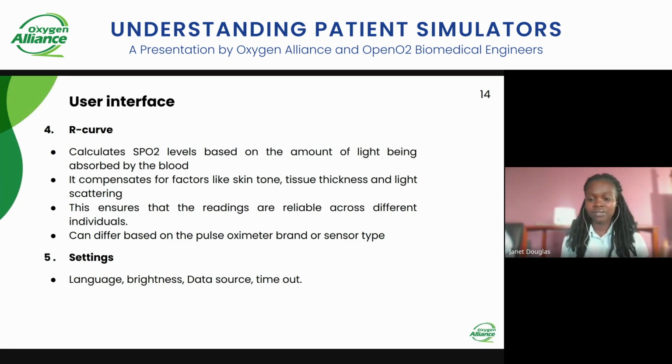However, these error curves are preset. Every monitoring device, when you talk of SpO2, will come with its own error curve. The simulators also come with an error curve, so that you should be able to match. But in cases where you don't match the error curve from your simulator and your monitoring device, which is a pulse oximeter, you should still get the same results. It's not supposed to give you different results. The error curves can differ based on the pulse oximeter brand or the sensor type that you're using, but in all these cases, you're still supposed to get the same results if your device is working perfectly.